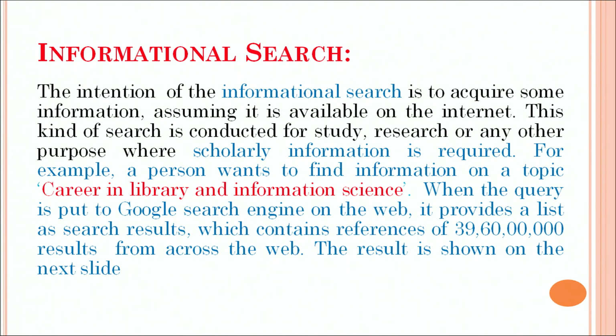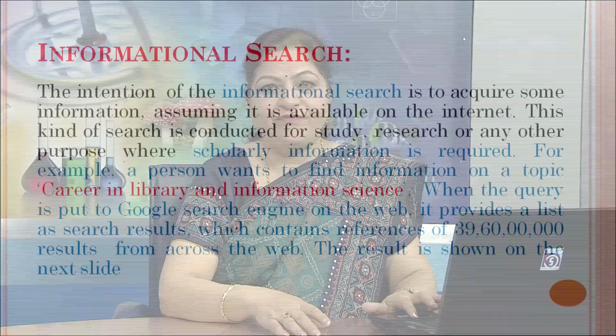This kind of search is conducted for study, research or any other purpose where scholarly information is required. For example, a person wants to find information on the topic career in library information science. When the query is put to the Google search engine on the web, it provides a list of search results, which contains references of around 396 million results from across the web.